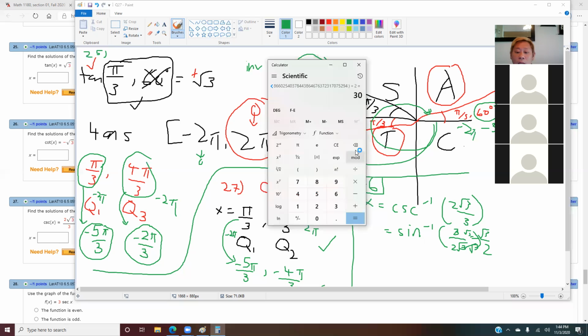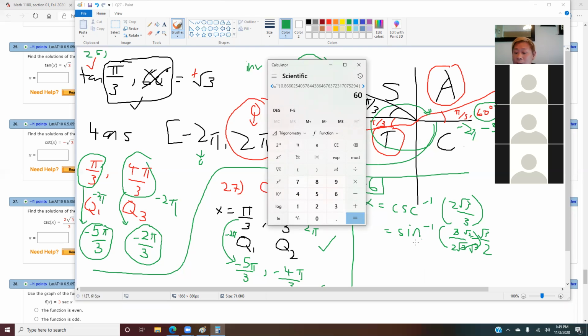Let me just do it again. Should be 60, right? Should be 60. Sine, cosecant, yep. Let me do it again, sorry. So clear the whole thing up. Root 3 over 2, which is this one, 0.86, and the arcsine of it. Yeah, 60, there you go. That's it. So this is how we do this kind of questions here.